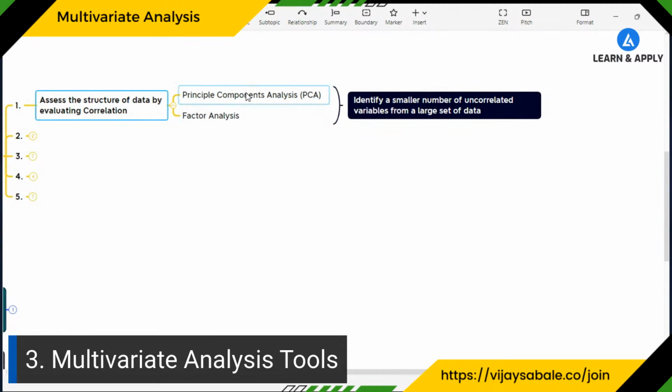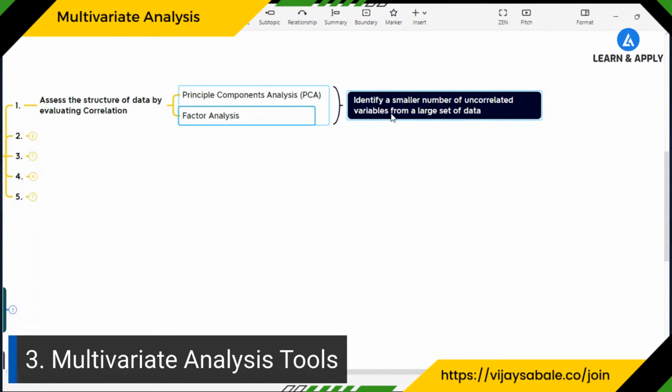I'm also going to explain principal component analysis to you in detail with the help of a practical example. But let's understand here, when we talk about these 2 important tools, principal component analysis and factor analysis, we actually identify a smaller number of uncorrelated variables from a large set of data.